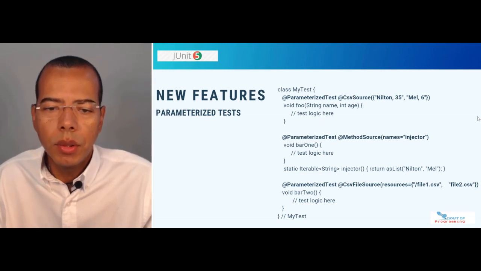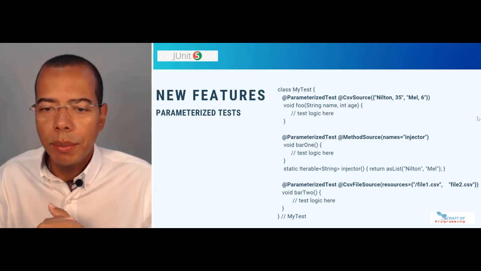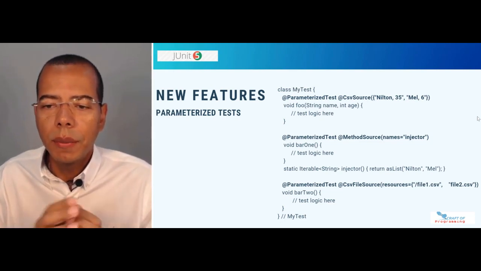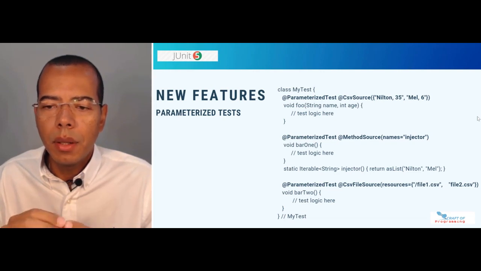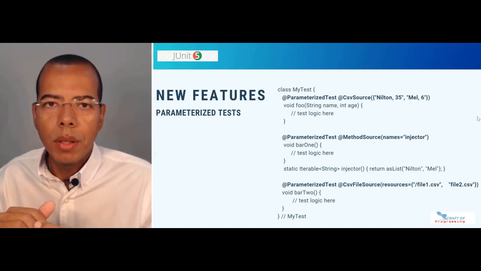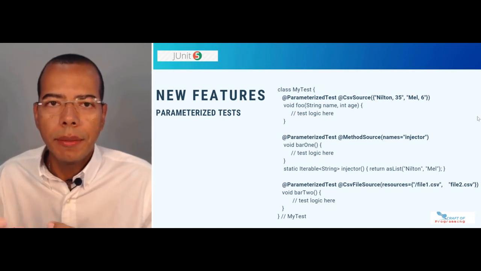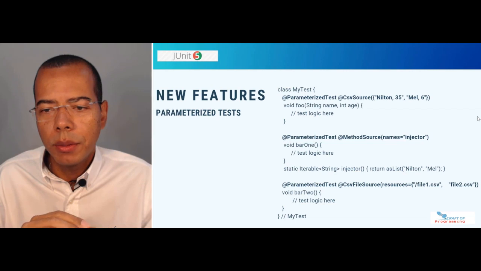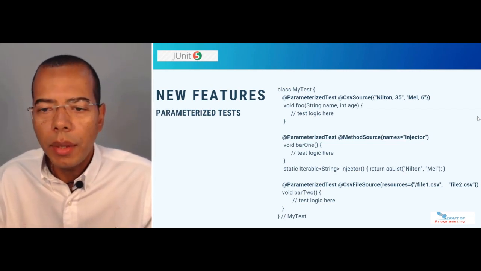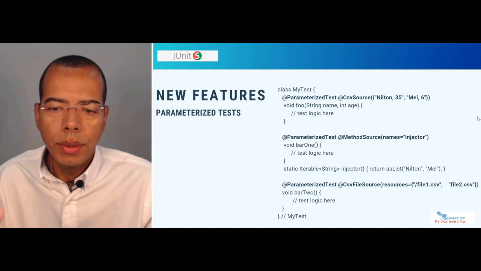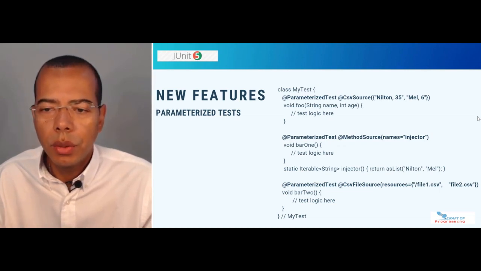In this example, for the foo test method, we have a CSV source, and what that does, as you can see, is pass a pair of a string and an int to this method, and we're going to have two invocations of this method with those two pairs of parameters. What you need to understand here is that the parameter types obviously have to match.